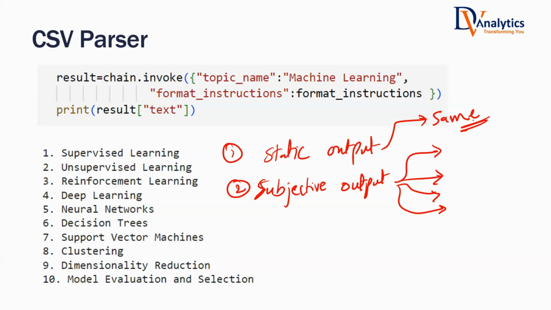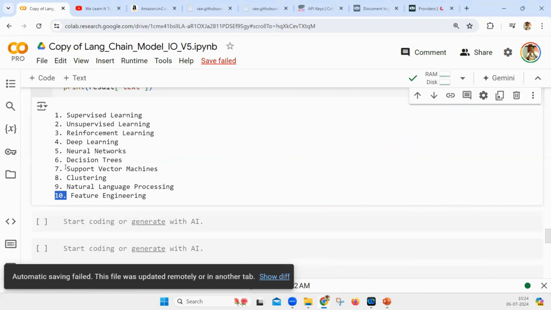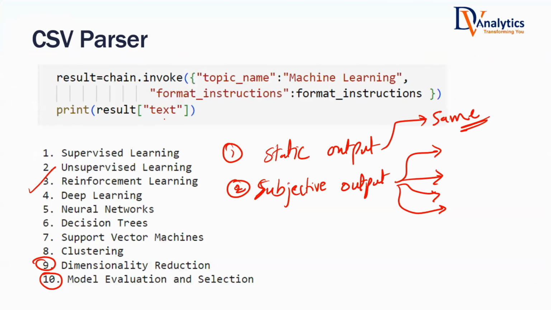If the answer is subjective, then here I'm saying number 9 is dimensional reduction, number 10 is model evaluation and selection. Here I see number 9 is natural language processing, number 10 is feature engineering. This is right. This is also right. This is also right. Subjective. Again, I'm coming back to the same discussion.